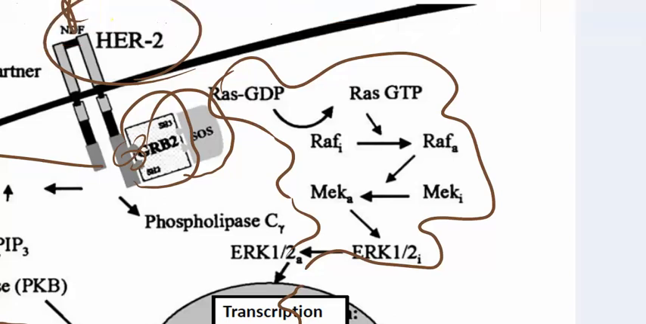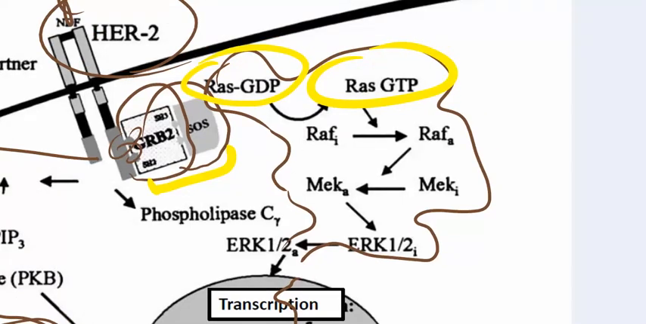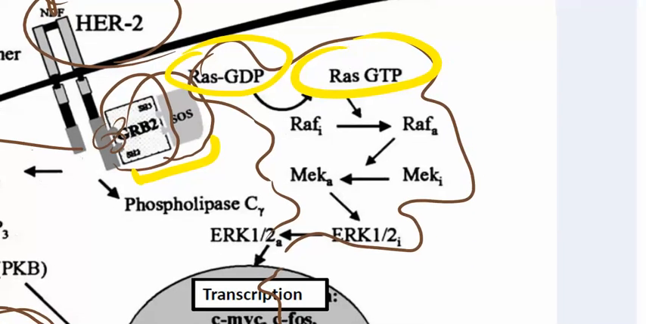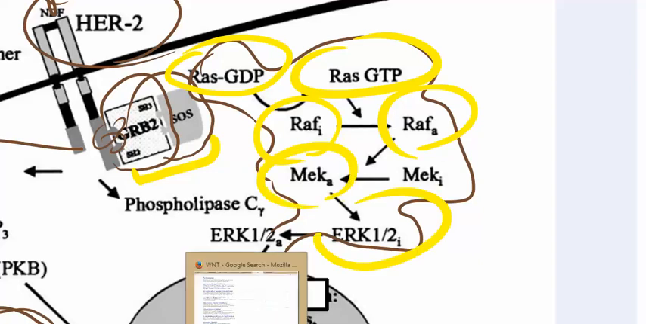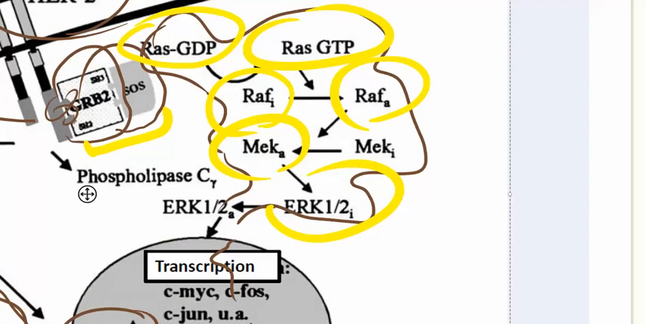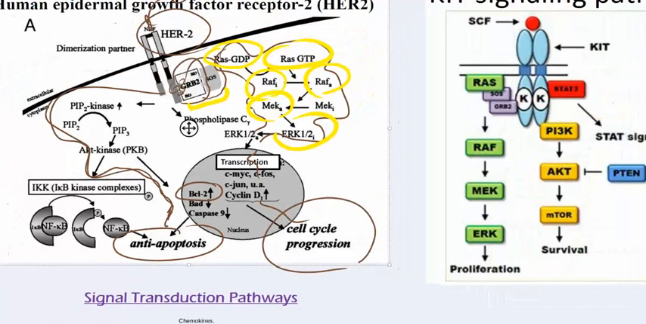Now this part, I don't know how important it is, but it will turn RAS GDP to RAS GTP. RAS GTP will turn RAF from inhibited to RAF activated. RAF activated acts on MEK, and then MEK acts on ERK, and then ERK can enter into the nucleus. We'll see this again, but I just want to point it out for now.